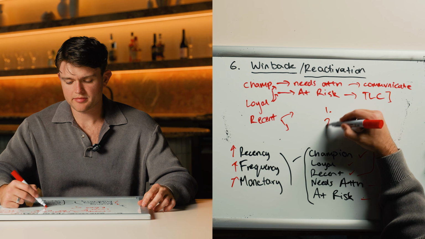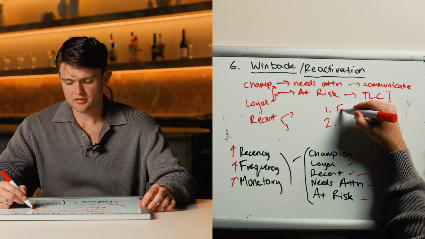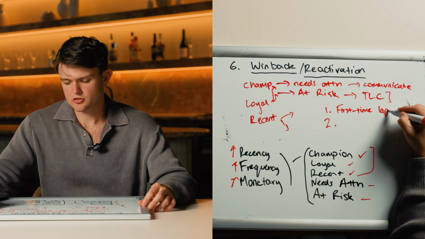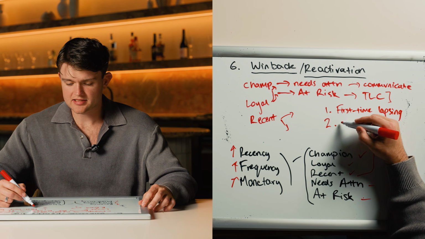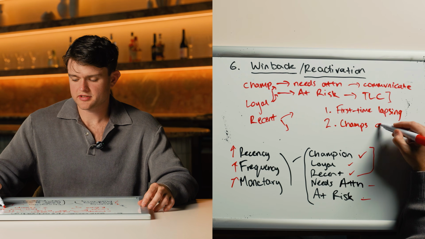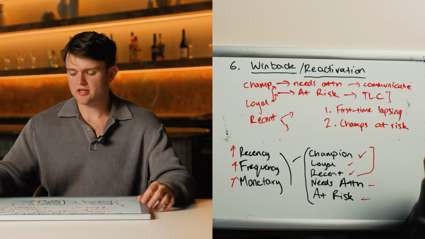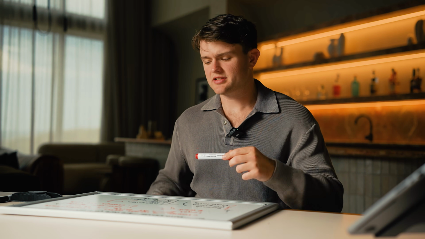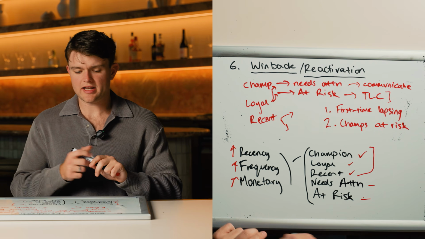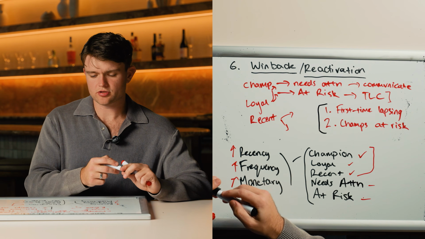But the 2 people I want to be giving discounts to is, A, first time customers who are lapsing. So they've placed 1 order and they're looking like they're not going to place a second order. Good discount opportunity. And secondly is our champs at risk. So customers who were previously champion and they've now shown signs of being at risk. They've ordered every 3 months for the last 2 years, and now it's been 4, 5, 6 months since their last order. That deserves a discount. But outside of these 2 people, I probably wouldn't bother too much with discounting.